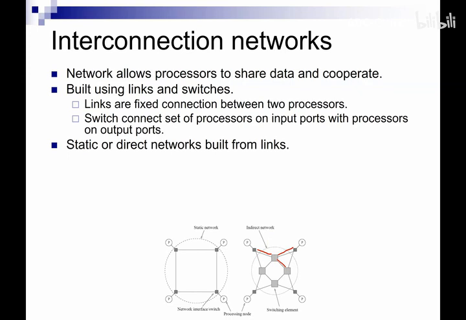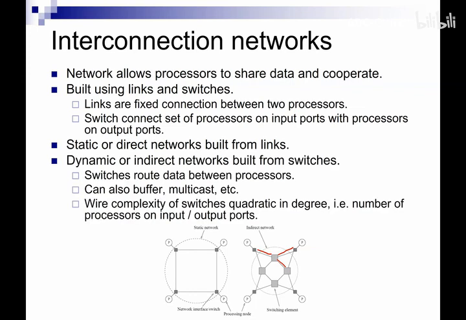So if you build a network from links, then the structure of the network is static, because it doesn't allow you to move the data in different directions. Whereas if you build your network based on switches, then you can actually route the data between the processors. And when you build these switches, you also need to add other components like buffers. And you might want to do some sort of broadcast or multicast on these switches. Okay, so the switches get much more complicated than the links.